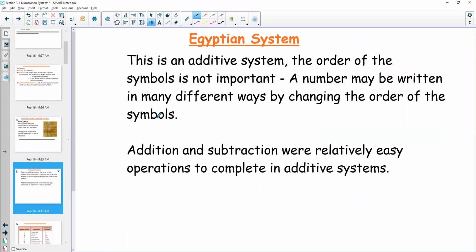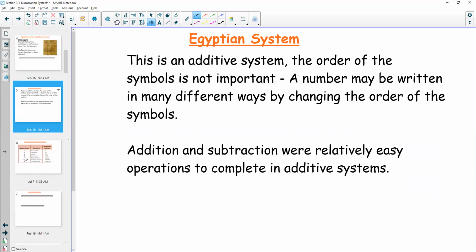The Egyptian system is additive. So as you write the symbols out, it doesn't matter how you write them. Order is not in any way a part of how they wrote out numerals. It's not about the order, but the symbols and the way symbols are used. So you can do addition and subtraction in an additive system, but other things are complicated. So let's look at the symbols.